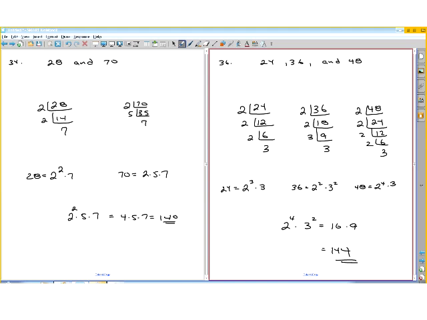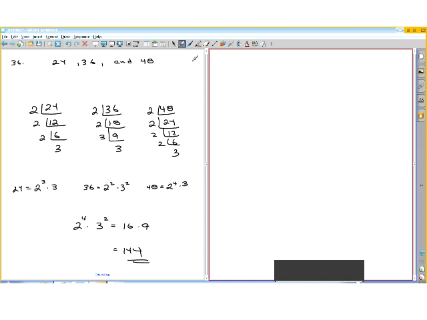So, 144 divided by 24 is 6. 144 divided by 36 is 4. And 144 divided by 48 is 3. So that does work out right, and that is the correct answer.